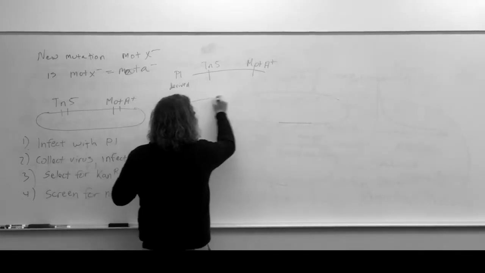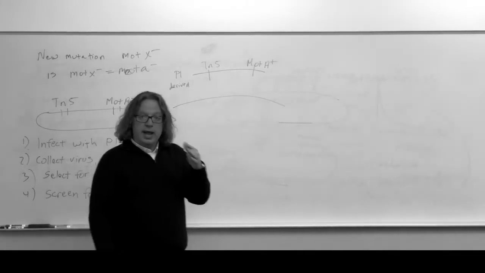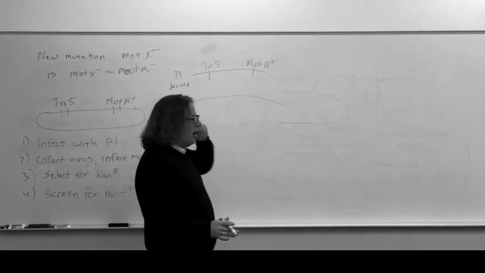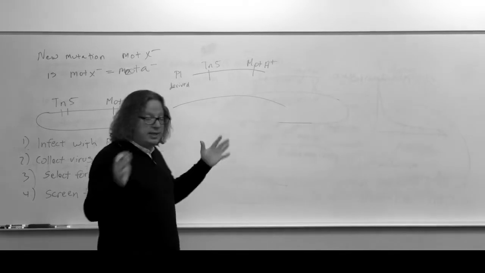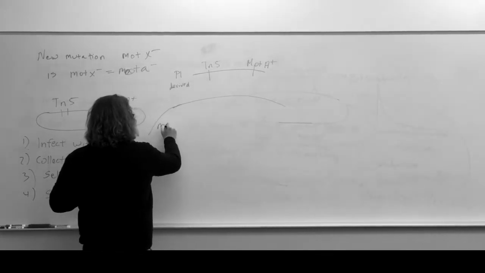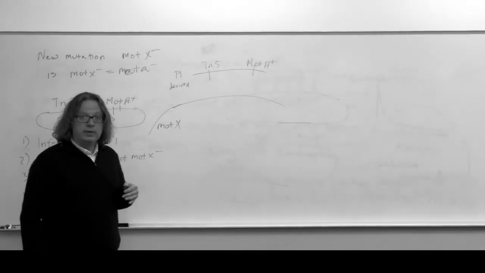And we have a target chromosome where we have the MOT X mutation. Let's just say, for example, that the MOT X mutation is not MOT A, right? So it's a different gene, and the different gene is somewhere over here. So MOT X is there.